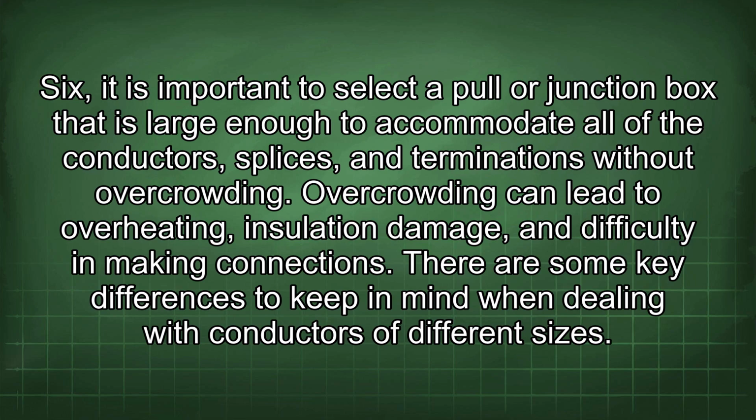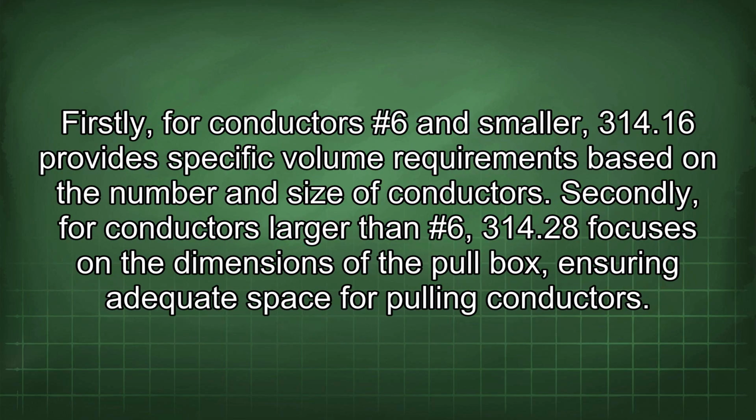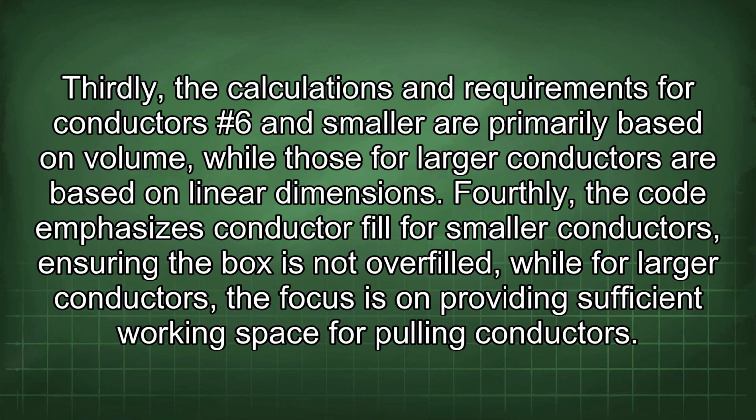There are some key differences to keep in mind when dealing with conductors of different sizes. Firstly, for conductors #6 and smaller, 314.16 provides specific volume requirements based on the number and size of conductors. Secondly, for conductors larger than #6, 314.28 focuses on the dimensions of the pull box, ensuring adequate space for pulling conductors. Thirdly, the calculations and requirements for conductors #6 and smaller are primarily based on volume, while those for larger conductors are based on linear dimensions.